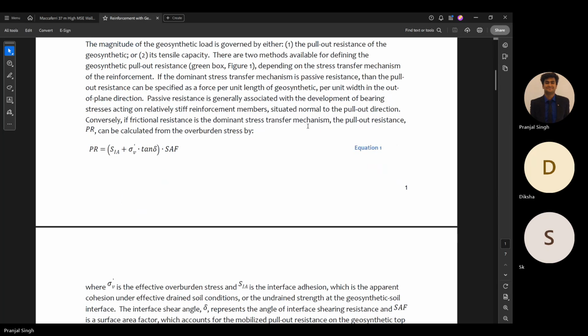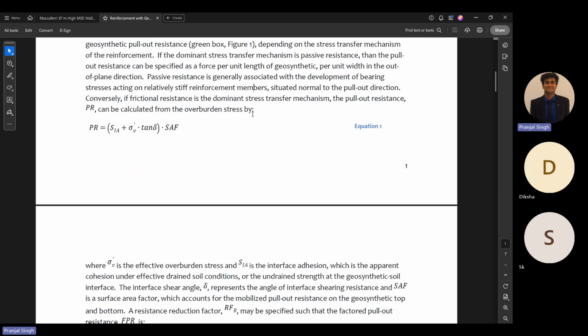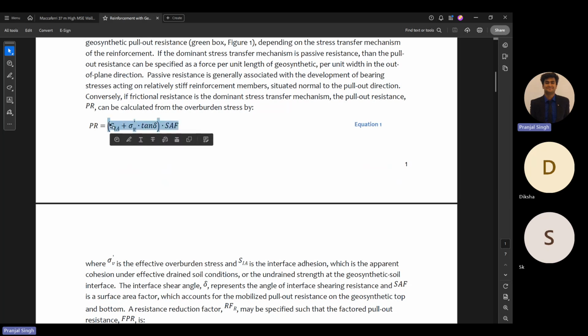We have discussed that there are two types of reinforcement stress transfer mechanism. One is the bearing and the other is the friction one. Whenever there is bearing, you have the pull-out resistance as fixed, and it is equal to force per unit length of geosynthetics. Whereas if it is friction, it is not fixed. It is actually dependent on the overburden pressure. So as you go deeper, the pull-out resistance per unit length would actually increase.